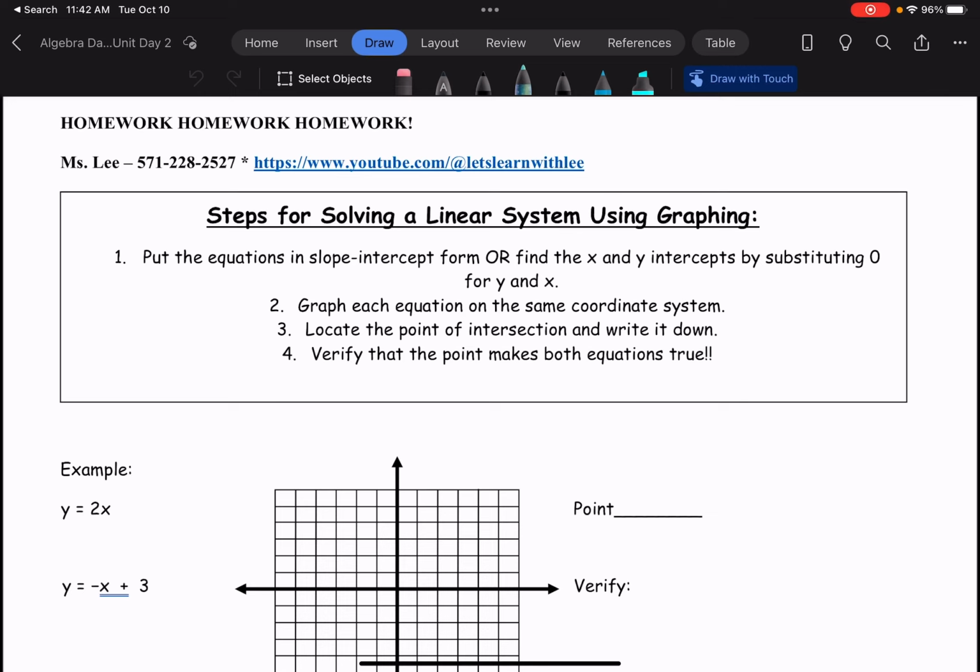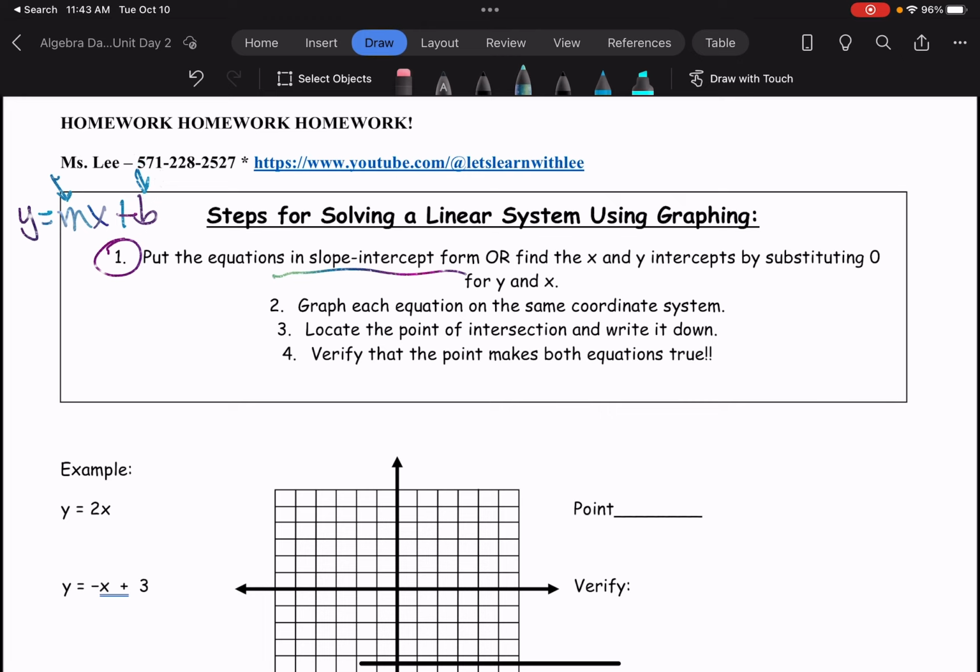The way that you'll get the most points, and the best way to do it, is to put the equation into slope-intercept form, which, remember, is y equals mx plus b. All you're doing is solving for y for both equations so that you can graph them using the slope m and the y-intercept b.